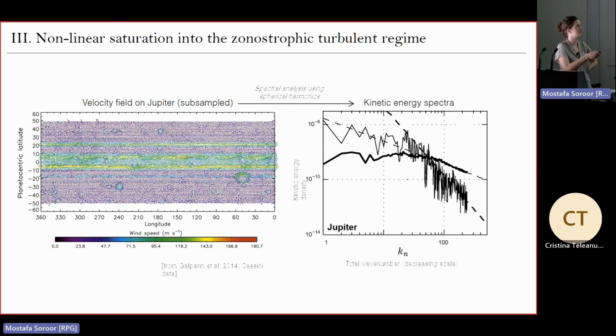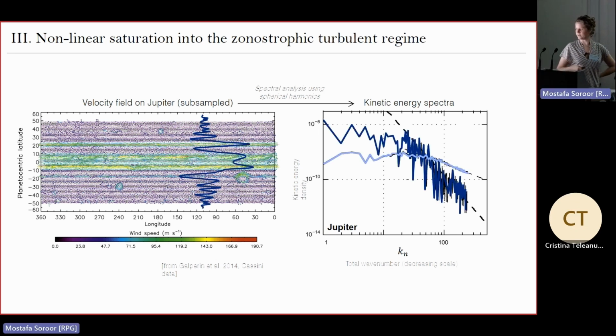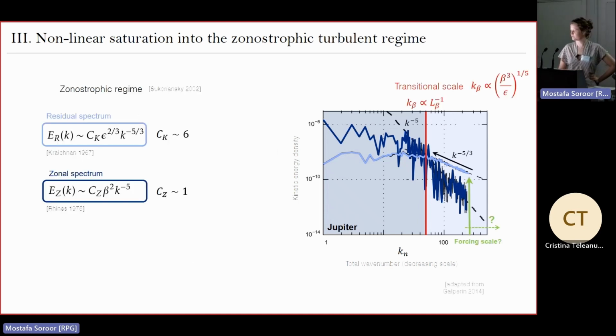So here we have the kinetic energy density as a function of the wave number, so decreasing scales towards the right. The dark blue curve in this spectrum is the spectrum of the zonal flow only. And the light blue one is what we call the residual spectrum. So it's the spectrum of all the fluctuations about this zonal flow. The first feature is that you have a scale, the transitional scale that I mentioned in the introduction, which distinguishes two regimes: large scales where the zonal flow is dominant, and small scales where the fluctuations are dominant energetically. So that's the first important feature.